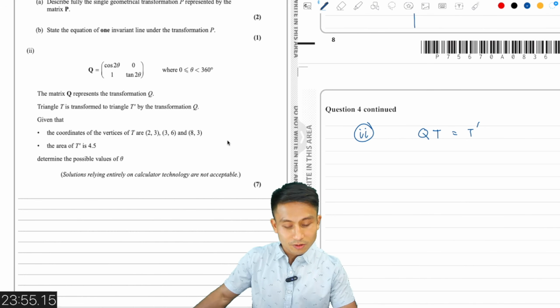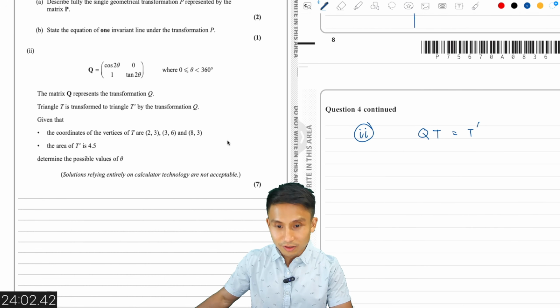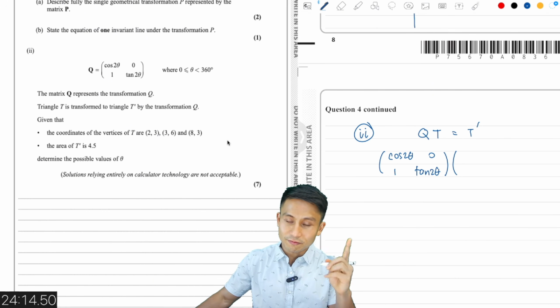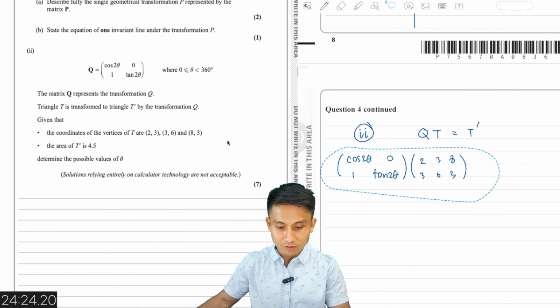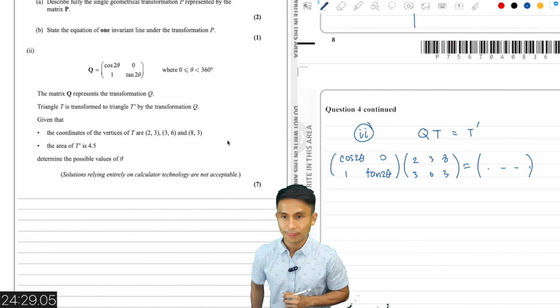Okay. So, well, let me write down everything here. Yeah, like that. Just put the elements of all the matrices in, and you have 3 coordinates here of a triangle, so you need to put in columns like this: 2, 3, 3, 6, and 8, 3 for the T. Yeah, for the triangle T, and that's going to be transformed to something here.